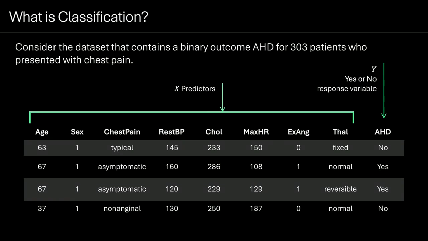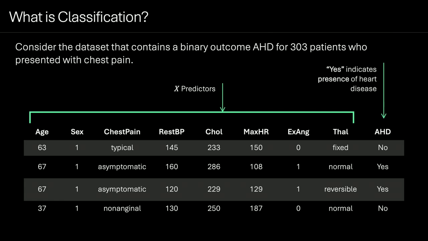Imagine this: you're a doctor and a patient walks in with chest pain. You've got data: age, cholesterol, blood pressure, heart rate, chest pain symptoms, etc. Your task: predict whether this person has heart disease, yes or no. That's a classification, a binary output based on multiple inputs.